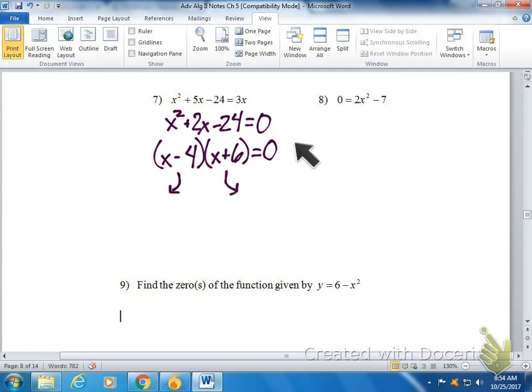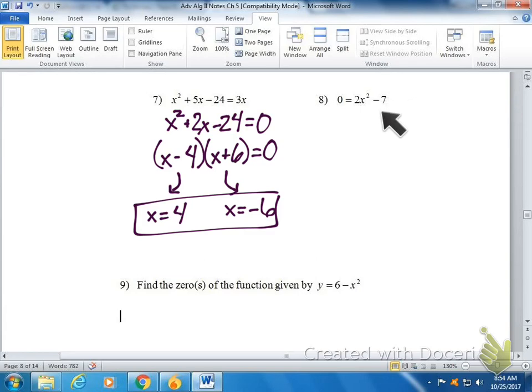What would make each of those the zero product? If we have a zero product, we're going to recognize, okay, what if this first set of parentheses was the 0? X would need to be 4. In the second set, if that parentheses needed to be the 0, the solution would have to be negative 6. So let's go over to 8.